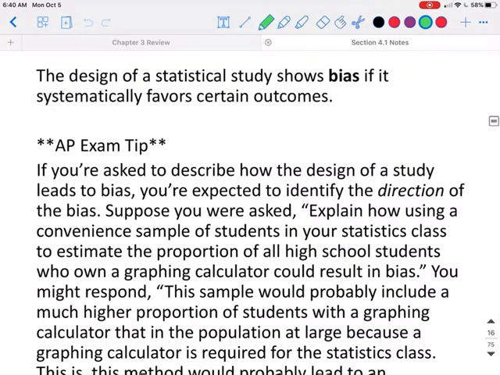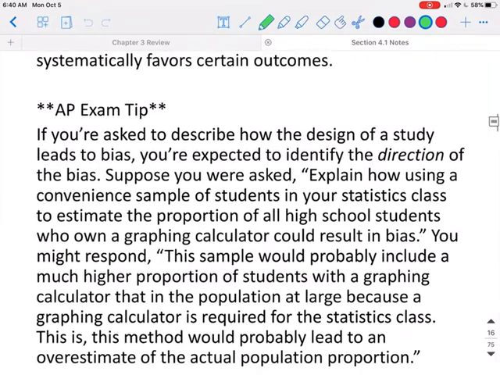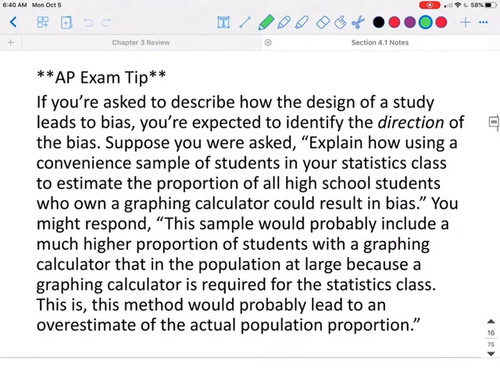The design of a statistical study shows bias if it systematically favors certain outcomes. So when you go to take this AP exam, if you're asked to describe how the design of a study leads to bias, you're expected to identify the direction of the bias.